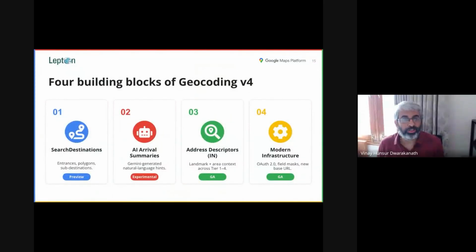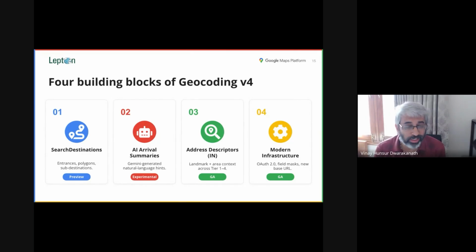Thank you, Manish. Now let me show you what is actually going on inside Geocoding V4. We will look at 4 building blocks. I'll spend a few minutes on each one: what it does, why it matters, and what is GA versus what is still in preview. Block 1 is search destinations. This is the flagship: entrances, building outlines, sub-destinations. This is in preview today.